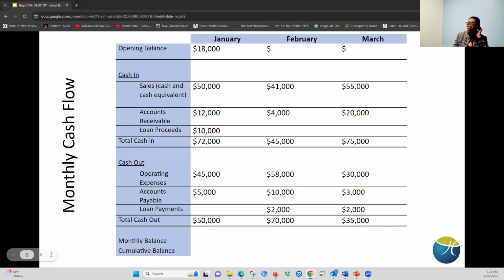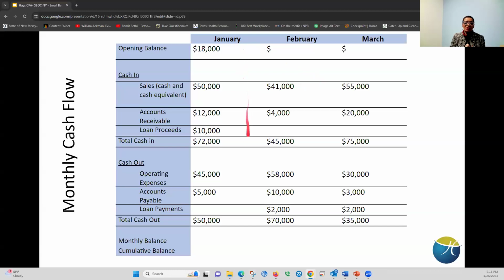All right, so let's go over how you do this evaluation. You are operating, you're in business. You want to make sure that you are projecting and doing your monthly cash allowance. What this shows us is a monthly, part of a year's monthly cash flow.